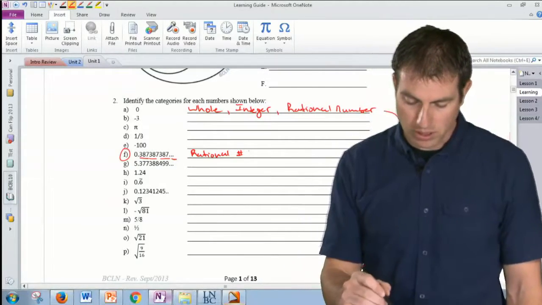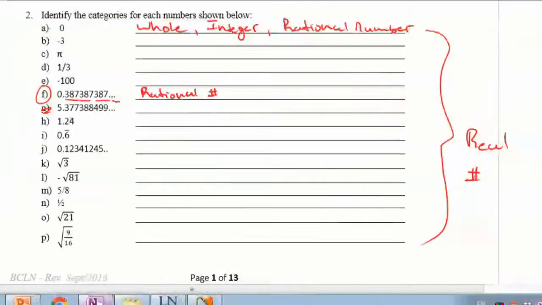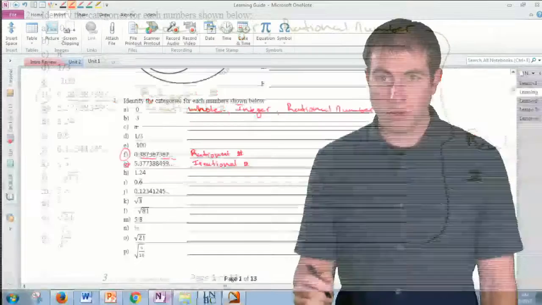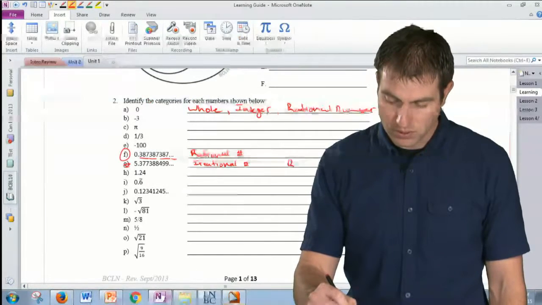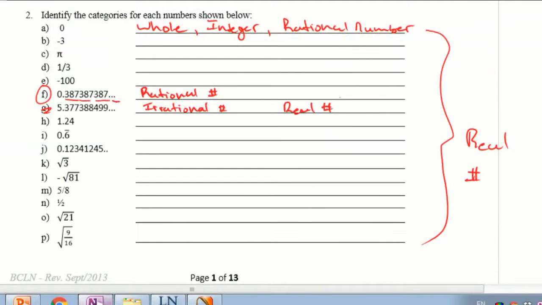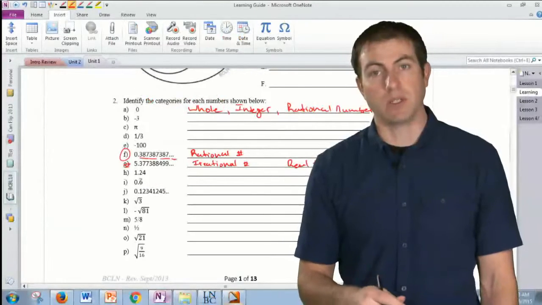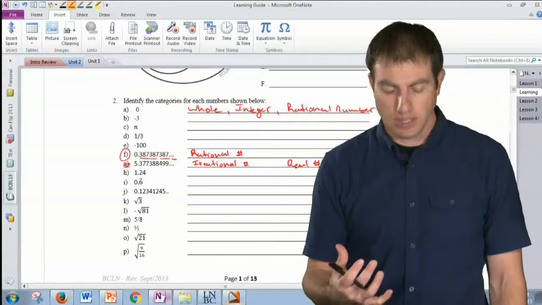If we look at the next one, letter G, 0.377388499. This doesn't look like anything that's repeating over and over again. So it's likely going to be an irrational number. You could put down real number for all of these as well, if you wanted to. There's nothing wrong with that. But again, they're all assumed to be real numbers because they're all part of the real number system.